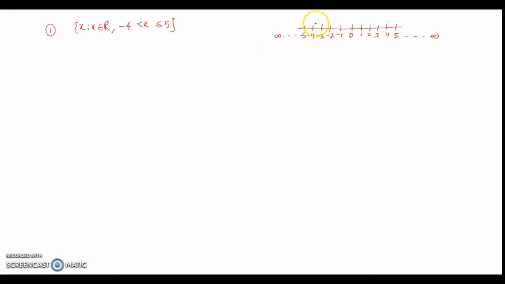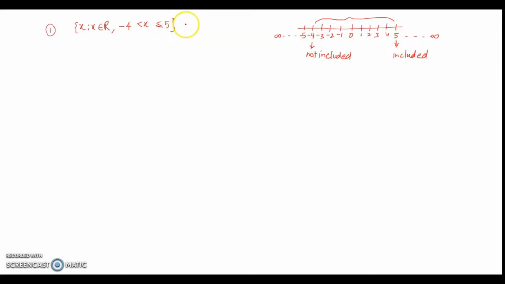Now between -4 and 5, but remember one thing: x is greater than -4, that means -4 is not included. And less than or equal to 5. Equal to means the 5 is included in the interval. When it is not included, that boundary becomes open, and when it is included, the boundary becomes closed.